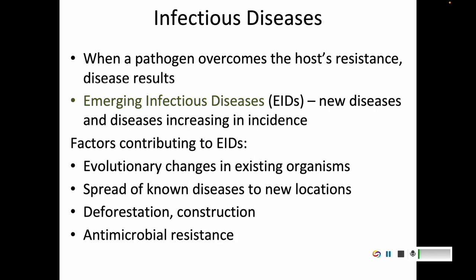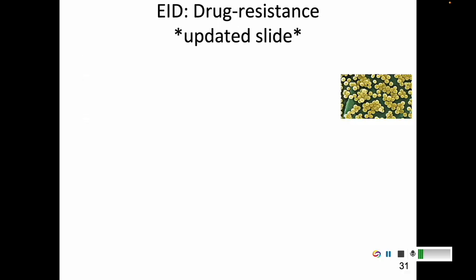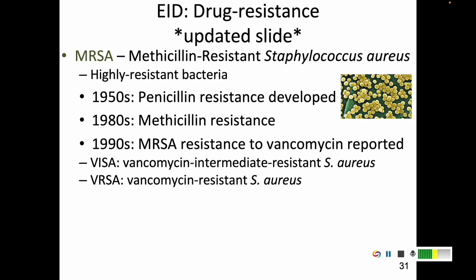Antimicrobial resistance. This could be from just the bacteria having some small mutation, or even picking up something from another pathogen. That means that the bacteria is no longer going to be killed by the antibiotic like you would have liked it to be. So when I think of drug resistance, the first one I think of is MRSA.